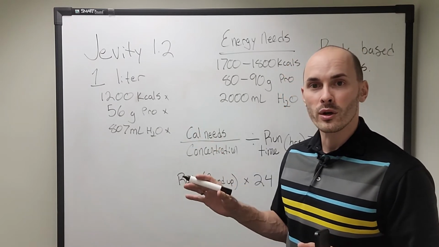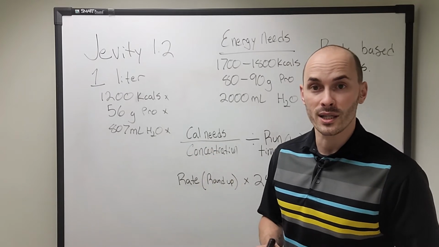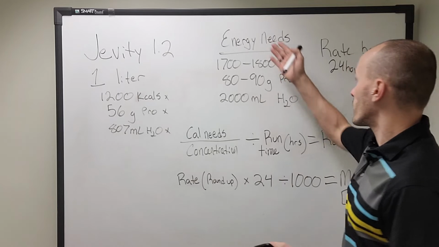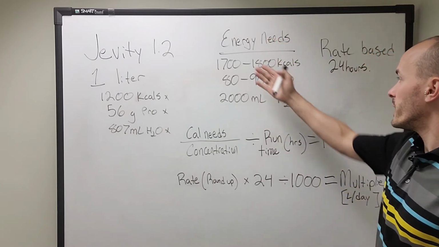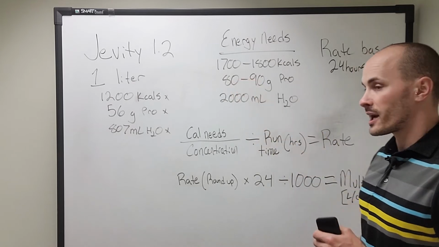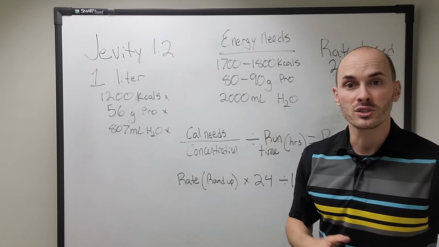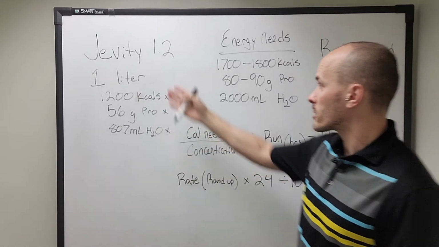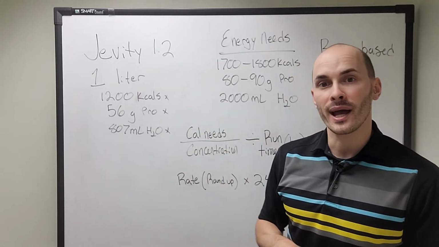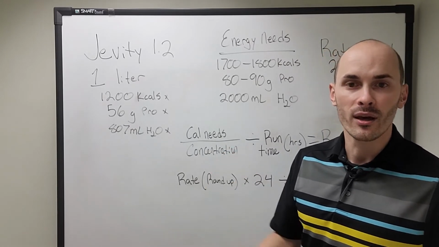So today we're going to be going over just a very simple basic nutrition support calculation. So here in our hypothetical patient, they need 1700 to 1800 calories, 80 to 90 grams of protein, and 2000 milliliters of water. We're going to be using this formula here by Abbott. This is Jevity 1.2. This is a fiber containing formula.